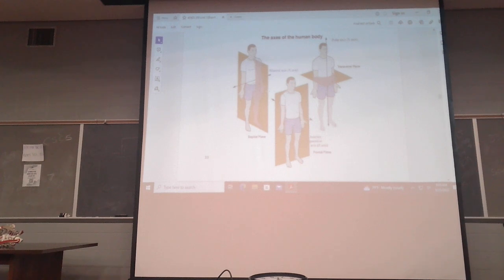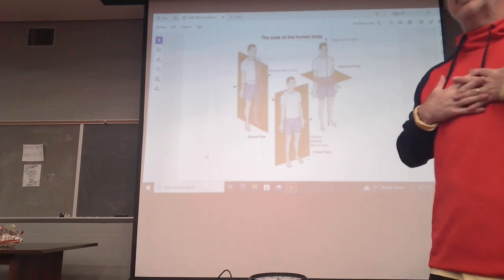Planes rotate in planes, okay? Objects rotate in planes. Our joints are going to rotate in planes. Objects rotate about axes. Our joints rotate about axes.